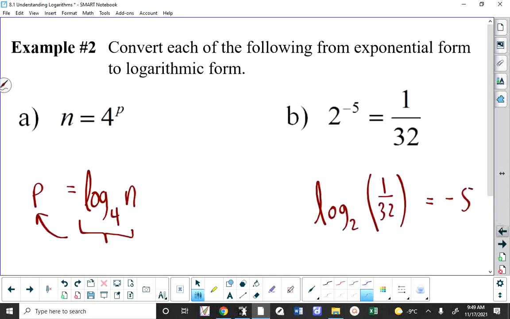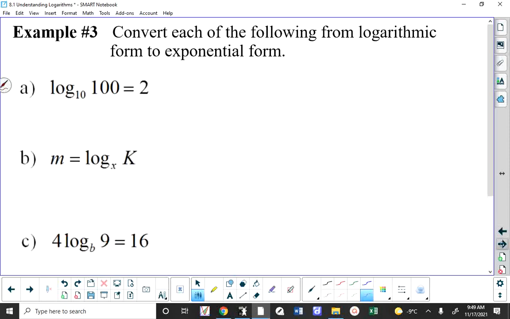Any questions with A or B in example 2? I just want to make sure that's all there was in example 2, A and B. Okay. Convert each of the following from logarithmic to exponential. Well, the base raised to the argument, the base raised to the new argument will be the base raised to the item that was by itself. 10 to the 2 equals 100, which is true.